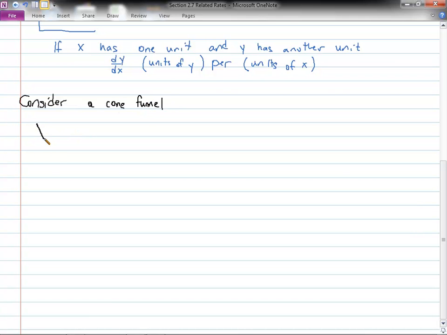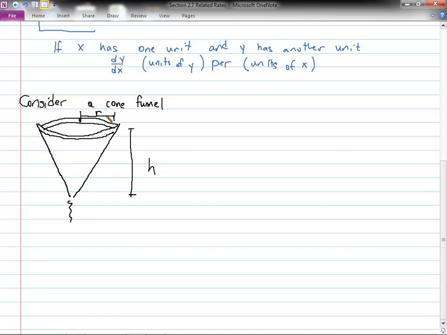And I mean like a right cone, circular, like this, right? That's filled with water. Okay, and so it's dripping out down here. Let's say the height of the water is h, and the radius at the top of the water is r.